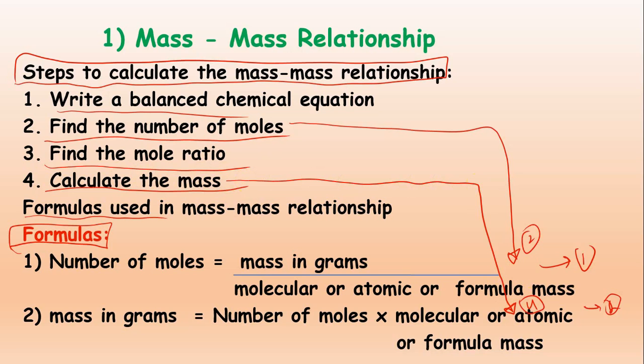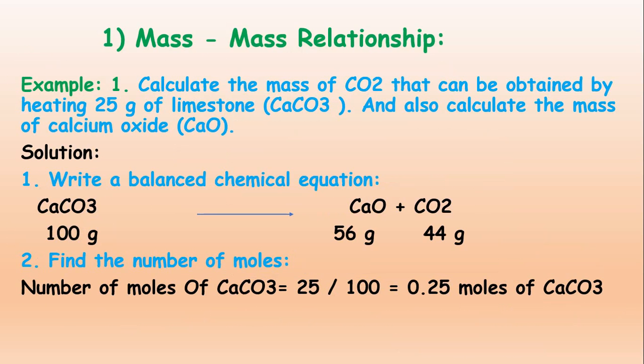So now let's look at the next slide related to the calculation of the mass relationship. Example number 1: calculate the mass of CO2 that can be obtained by heating 25 grams of limestone, and also calculate the mass of the calcium oxide. So now look at the equation. As I have told you, we will solve this problem step by step.